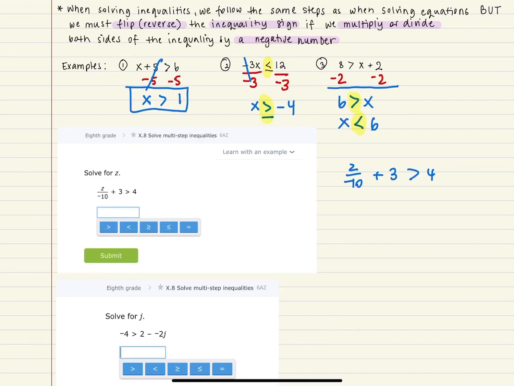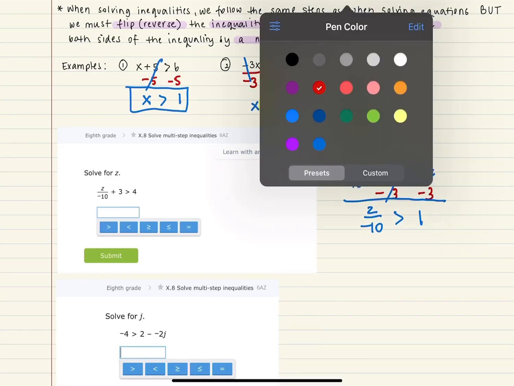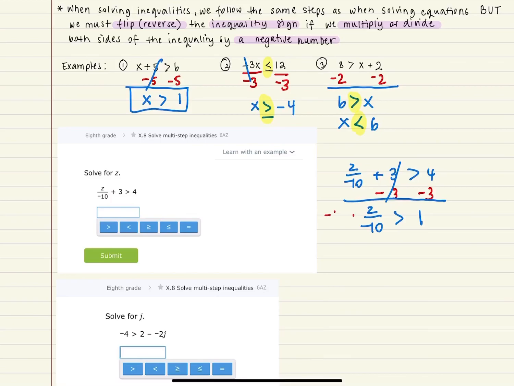So again, we want to isolate the z. We want to first get rid of all the constants. So we're going to get rid of this 3 by subtracting 3 from both sides. This gives us z over negative 10, the 3s cancel, is greater than 4 minus 3, which is 1. Now we want to get rid of this denominator. Remember, the fraction bar means division. The opposite of division is multiplication. So we will multiply both sides by negative 10.